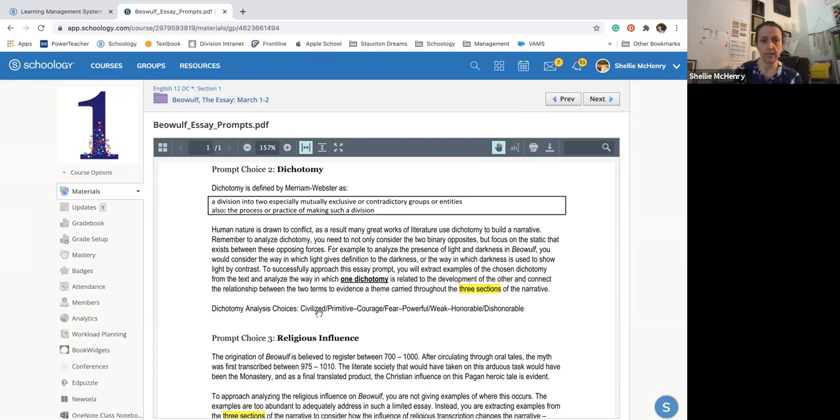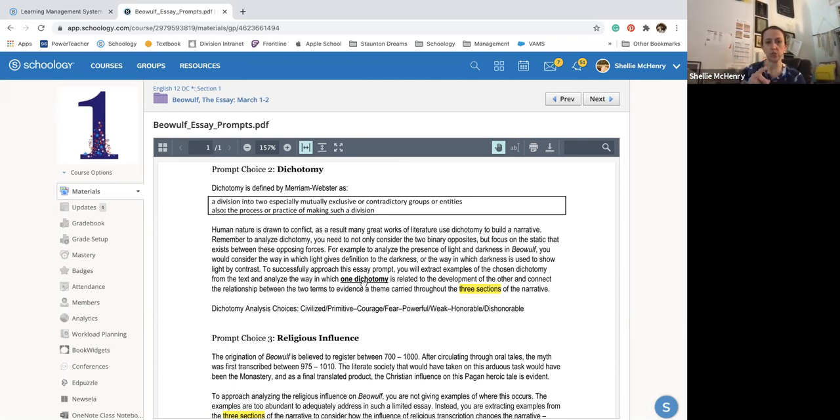So let's see here. I did not pre-read these, I'll be honest with you. So dichotomy: human nature is drawn to conflict. As a result, many great works of literature use dichotomy to build a narrative. Remember, to analyze dichotomy, you need to not only consider the 2 binary opposites, but focus on the static that exists between these opposing forces. For example, to analyze the presence of light and darkness, and I did not see this in the dichotomy essay enough, keep in mind with this essay that you need to use one to describe the other.